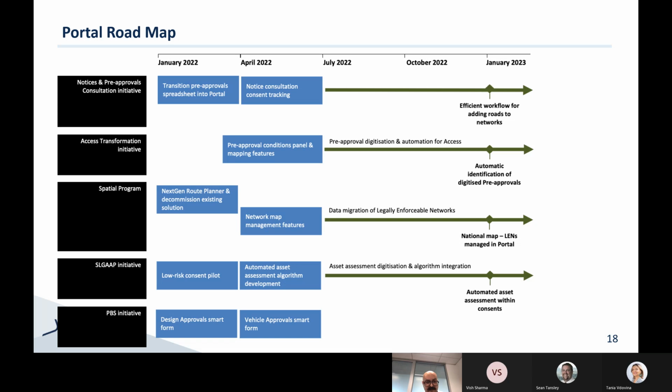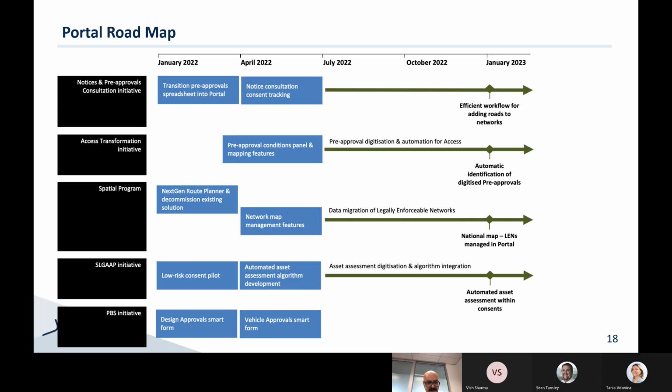And then we move on to our notices and pre-approvals consultation initiative, where we're really going to be providing, based on the spatial program, the ability for road managers to manage those networks in a self-service fashion, which means that rather than potentially weeks for changes to flow through and the communications about those changes, we can enable changes within days and hours. So that will really help transform how those networks that we deliver through that single national network map solution can be managed ongoing. And so we'll be hearing a lot more about that piece of work as well.